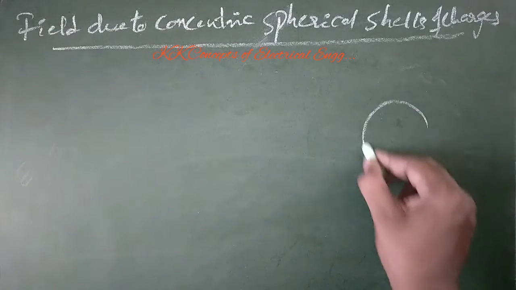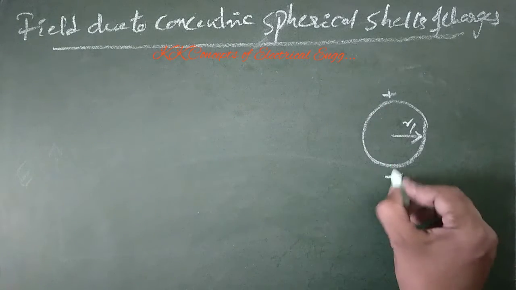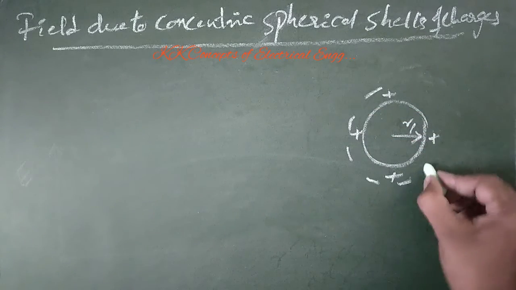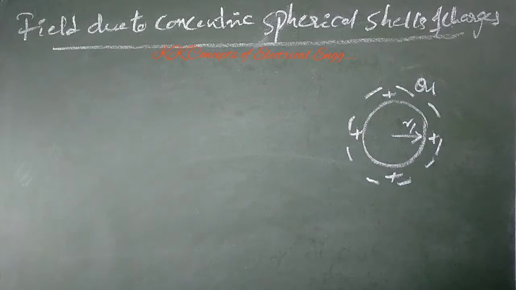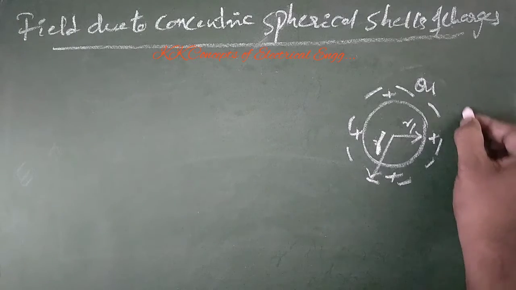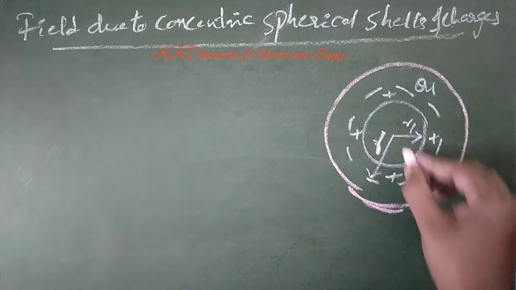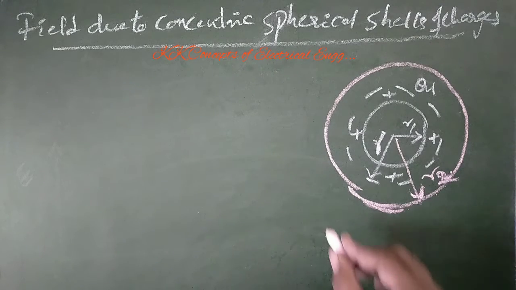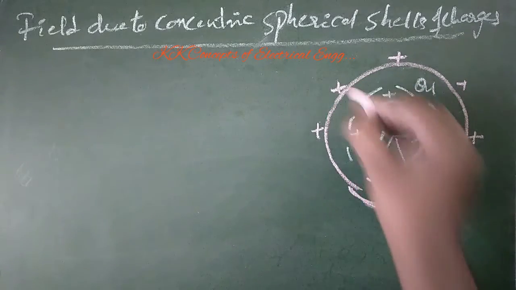Now considering this imaginary sphere of radius r1, and the charge on the surface of the sphere is q1. Now I am considering one more sphere outside of this, with the radius r2, and the charge on the surface of this outer sphere is q2.